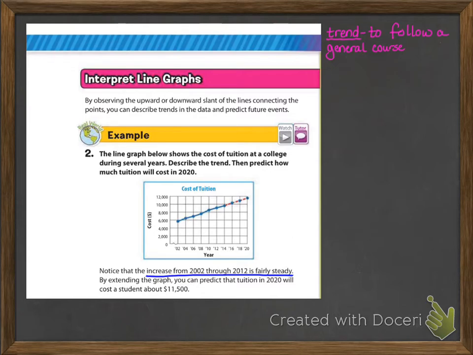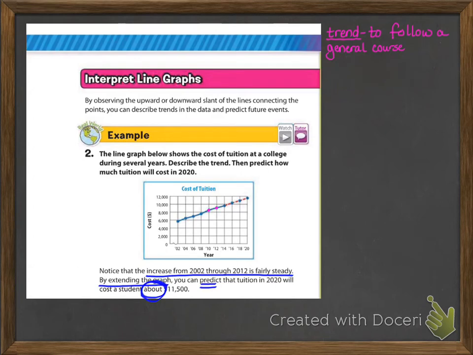By extending the graph, that means we're going to keep going. This is where we're predicting. We can predict that tuition in 2020 will cost a student about, be sure to include that word about, because remember, this is an estimate, about $11,500. So you'll notice that when you look from here to this, let me change colors here. If you're looking from this part to this part, notice that they didn't even skip a whole box, okay?